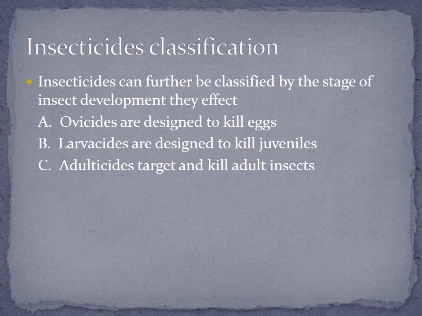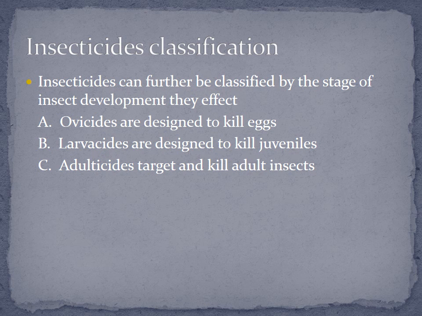As we look further into insecticide classification, it's important that you know that insecticides can further be classified by the stage of insect development they affect. A. Ovicides are designed to kill eggs. B. Larvicides are designed to kill juveniles. And C. Adulticides target and kill adult insects.